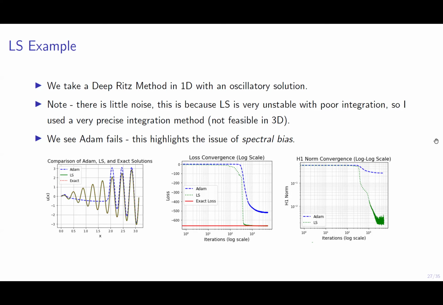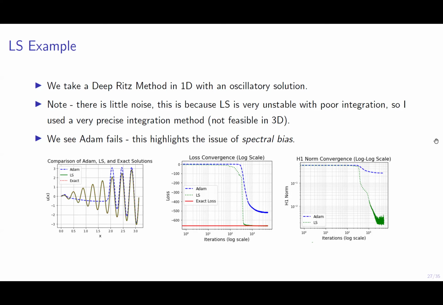So what I have here is a very oscillatory solution. This is my exact solution in dotted red, which maybe you can't see at the back. Now, the least squares solution is the green one, and you probably can't see any difference between the green line and the dotted red one, which is on top of it. You get a very, very good solution.